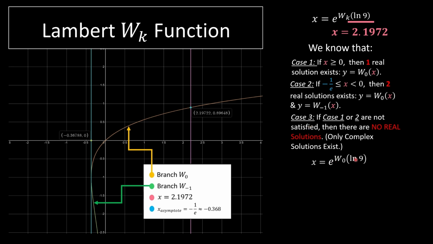So in our scenario, we have a solution in branch W of 0, as you see in the graph over here. This pink line intersects W of 0. So now we put this number in, which is 0.89648, inside of here. And we acquire an answer of 2.4509. And that's our answer to this question.